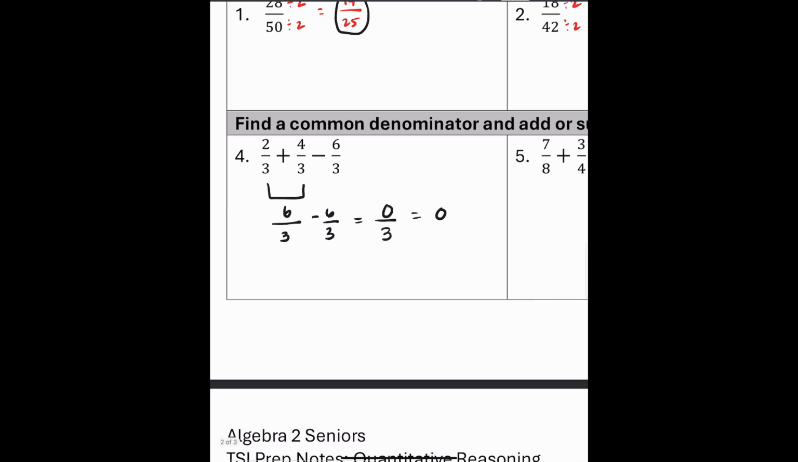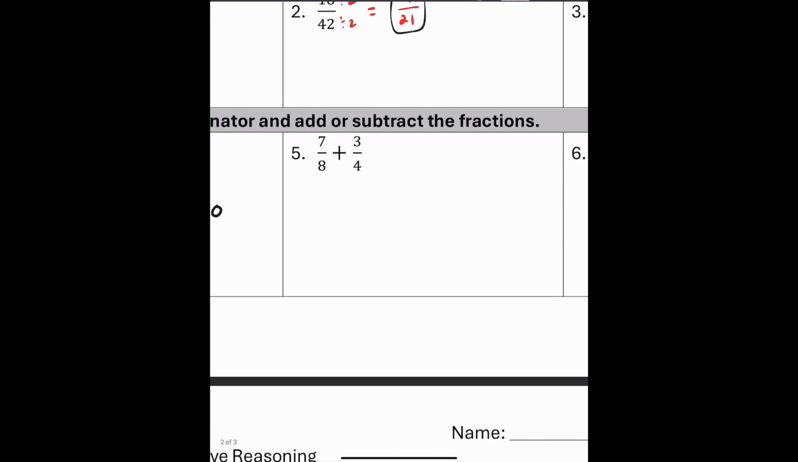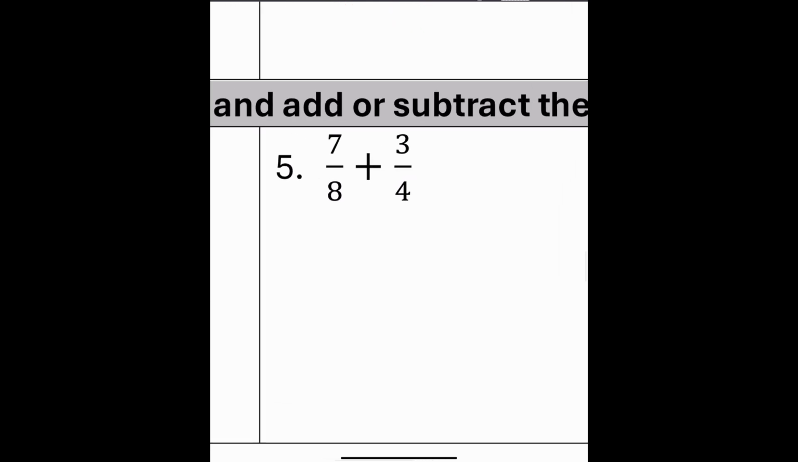All right. Number 5, we have 7/8 plus 3/4. Now, notice that these two fractions do not have the same denominator, so we have to make them the same somehow. Notice that this fraction has an 8 and this fraction has a 4. What I can do is manipulate this fraction so that it has the same denominator as this one, right? I can just multiply the bottom part of this fraction by 2, and whatever I do down below, I have to do up top, right? Just to make it all balanced.